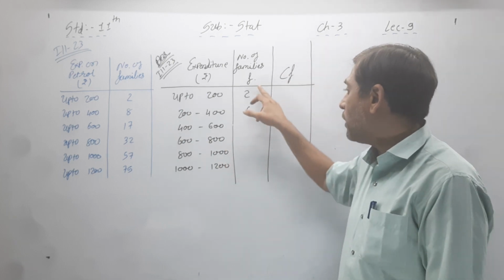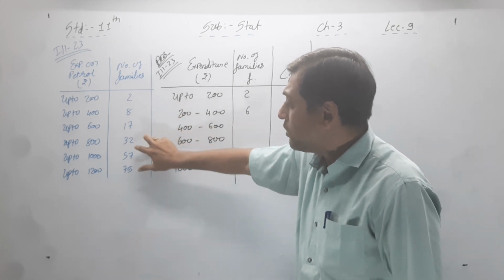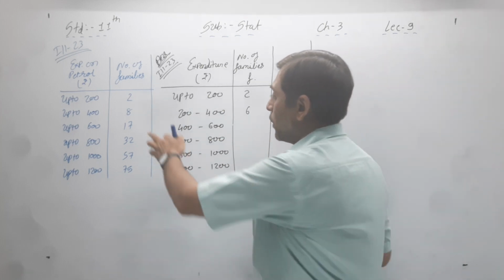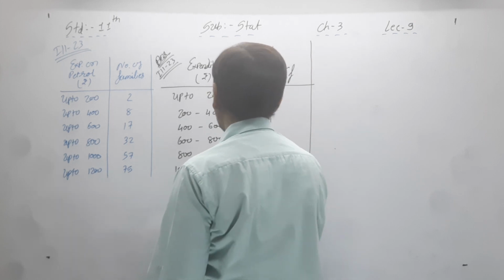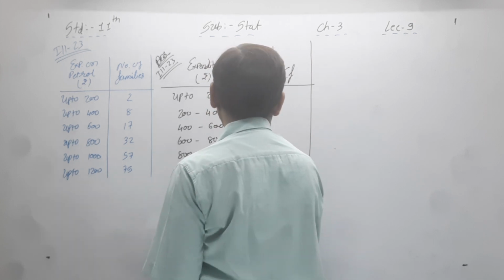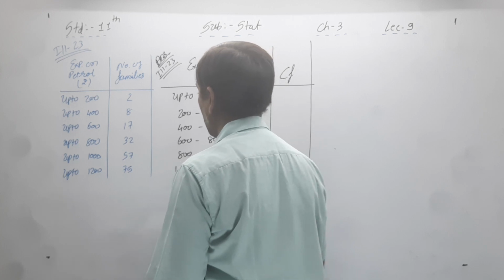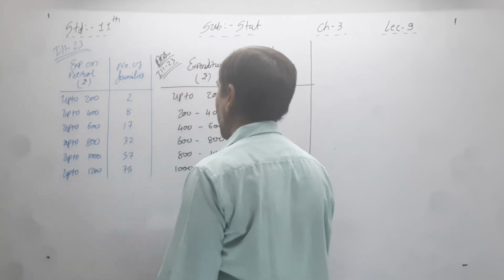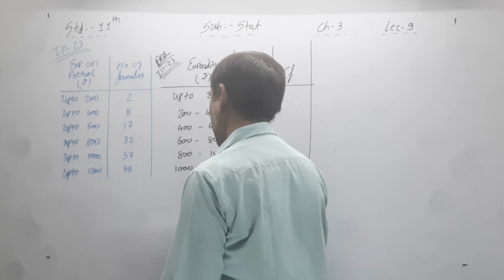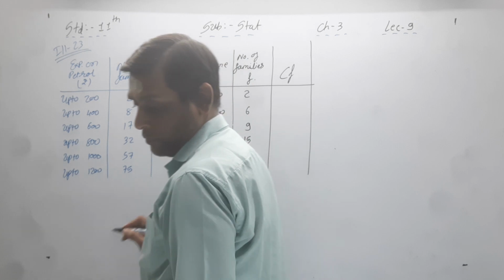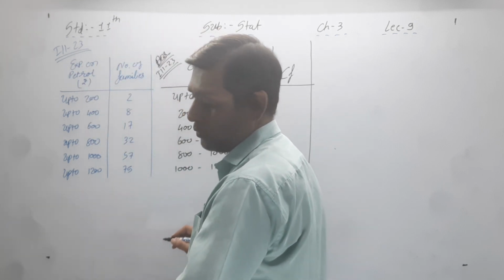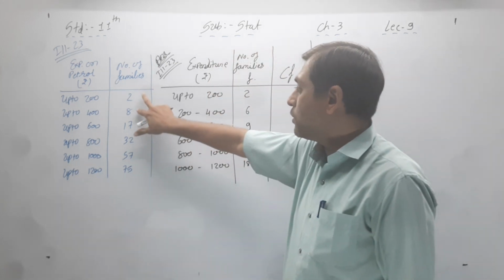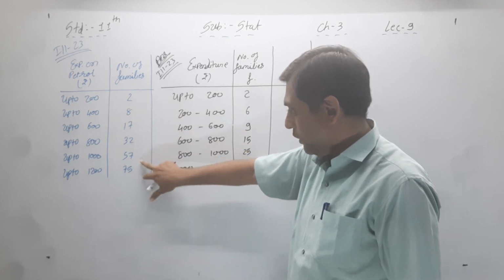Now you don't have to write here these minus these and these minus these. You just have to calculate in your calci and directly write down the answer. 17 minus 8, 9. 32 minus 17, 15. Then 57 minus 32, sorry, here not 15, here 25. 75 minus 57, 18.